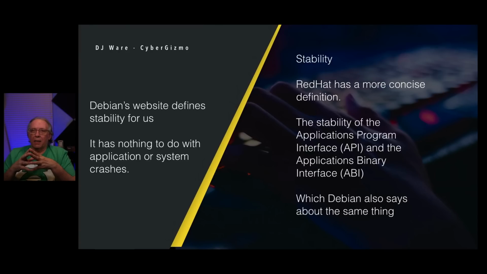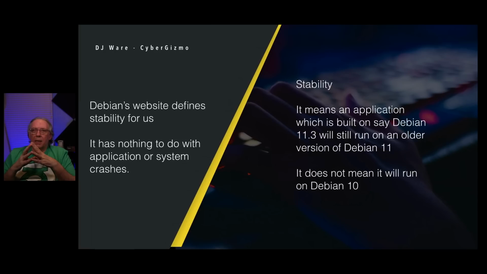I've seen that a lot. So Debian says just about the same thing, and that's what they're talking about too: making sure that the application program interface doesn't change when you're in a release like 11 or 10. That API and ABI isn't going to be modified on you.